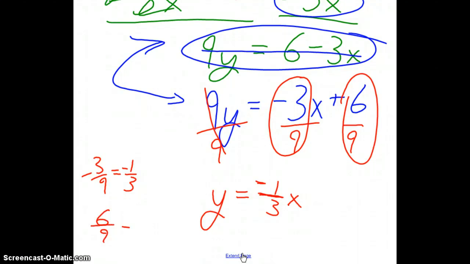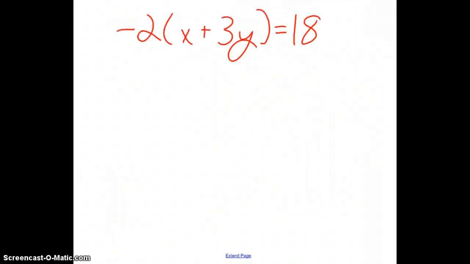6 divided by 9, it becomes 2/3. So I'm going to leave that as 2/3. And it's got a plus in the middle. Y equals negative 1/3 x plus 2/3. All right, another example. This one just looks a little different.